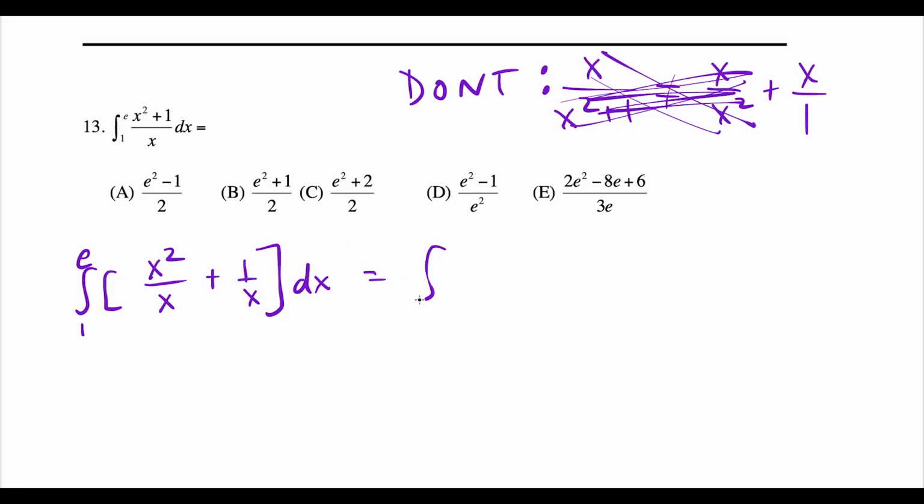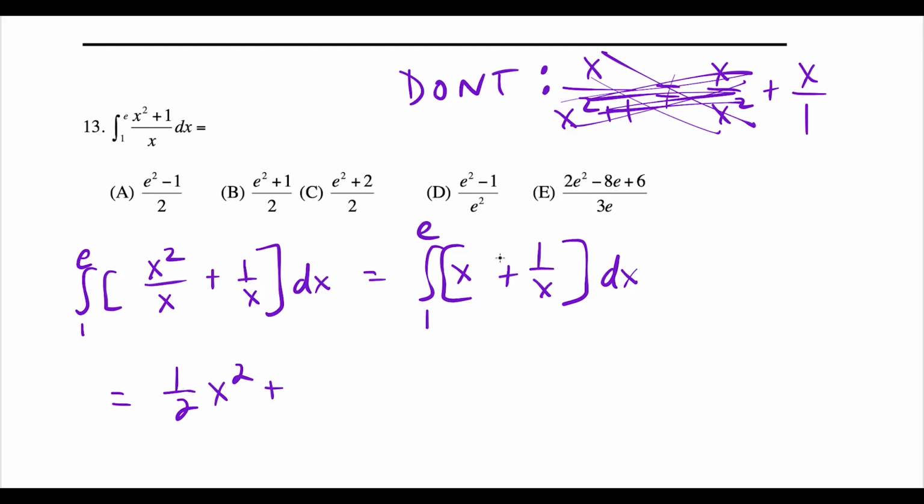So now this is equal to the integral from 1 to e of x squared over x, which is x, plus 1 over x dx. So this is much easier to do because now we just do the power rule and then we do natural log for this one. So the antiderivative of x is 1/2 x squared plus the antiderivative of 1 over x is natural log absolute value x, and we're going from 1 to e.